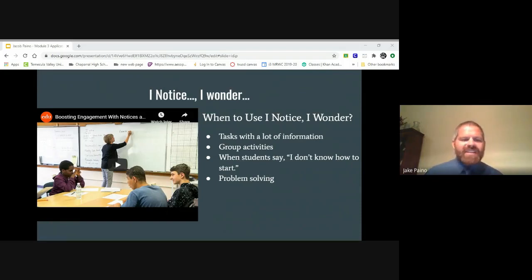You ask them to write down everything they know about the problem, any information that was given, anything about a graph. They write everything down and then they say, what do I still need to know? What do I still wonder? What information is missing? And then they write down all their wonders. Then I'll have them share out with the class.